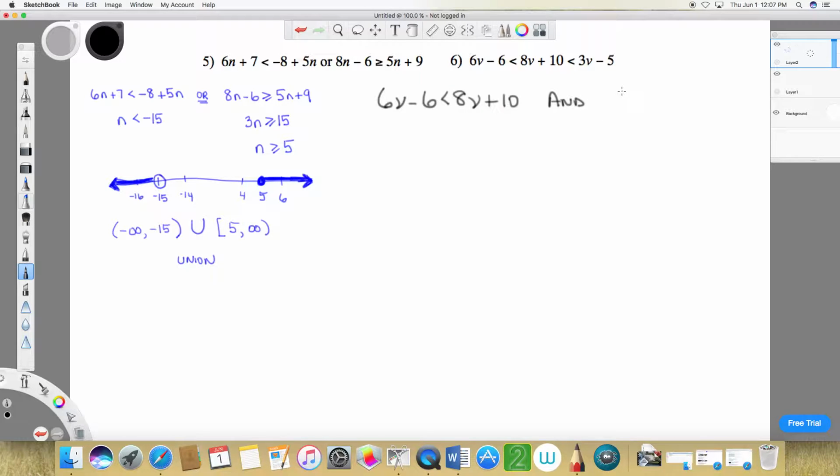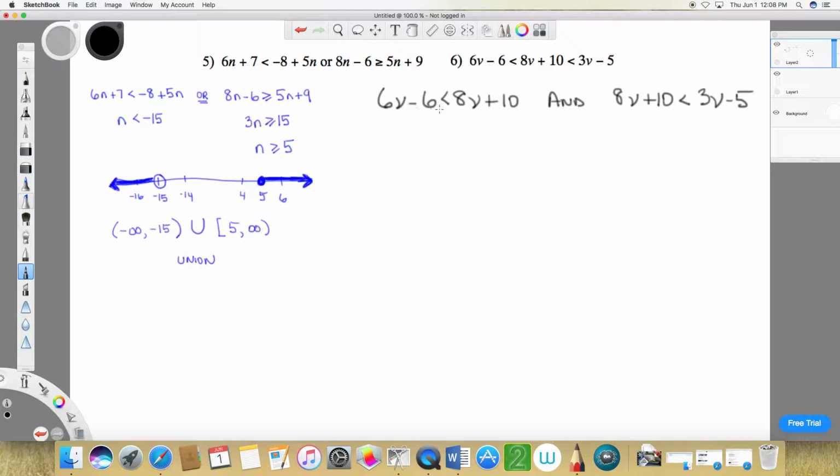And this inequality, the middle one, 8v plus 10, is strictly less than this 3v minus 5. So we solve these two inequalities separately, but then when we sketch it on the number line, we look at the intersection of the two sets. A member of the set here that belongs to this set also at the same time has to belong to the other one to be in the solution set.